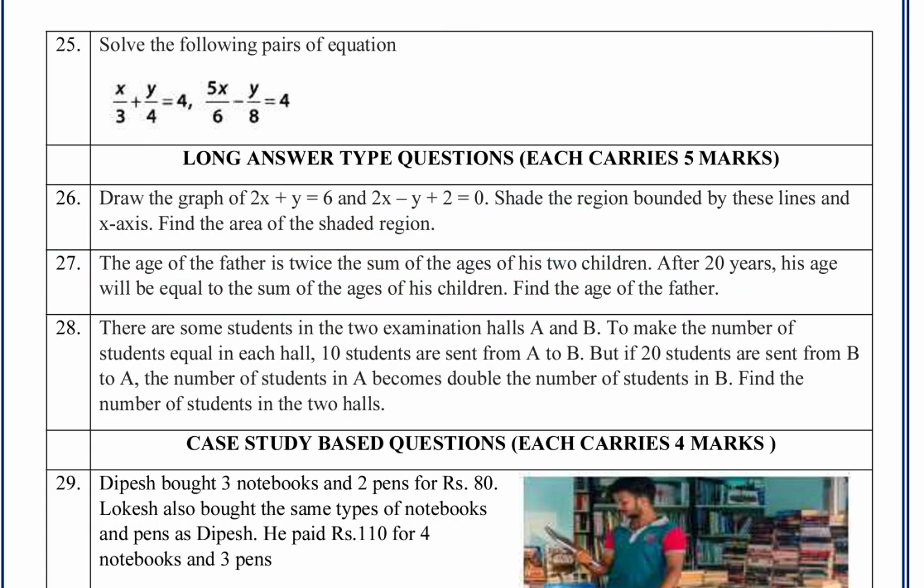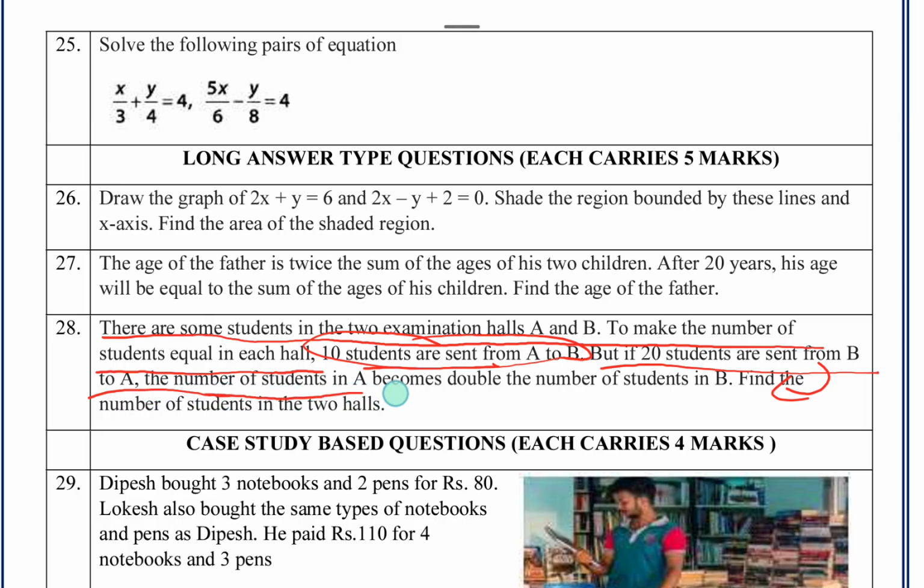Then 28. There are some students in examination halls A and B. To make the number of students equal in each hall, 10 students are sent from A to B, but if 20 students are sent from B to A, the number of students in A becomes double the number of students in B. Find the number of students in the two halls. Here, the total number of students is 100.